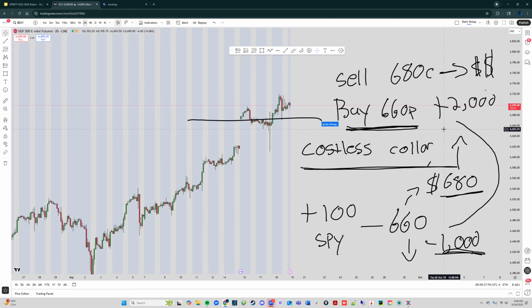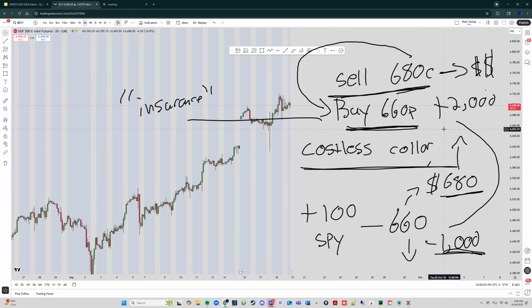This is like paying for insurance on your house, on your car. We have to pay for this insurance. I don't want to pay for the insurance. I'm cheap. So what are we going to do? We're going to sell a 680 call, and theoretically, the goal is we want the premium that we get from this to pay for this put right here. Okay, this is called a costless collar.